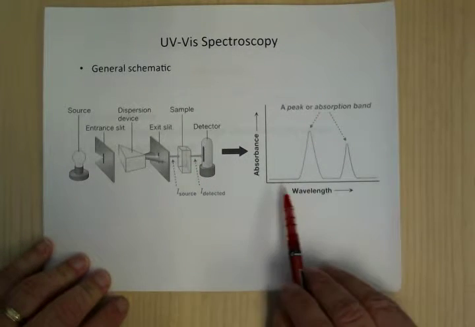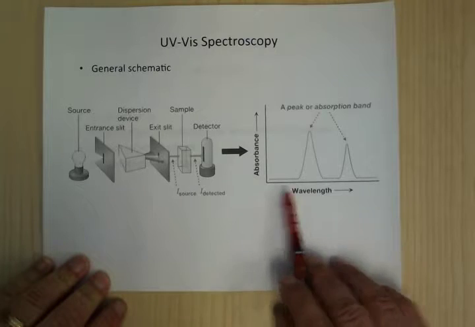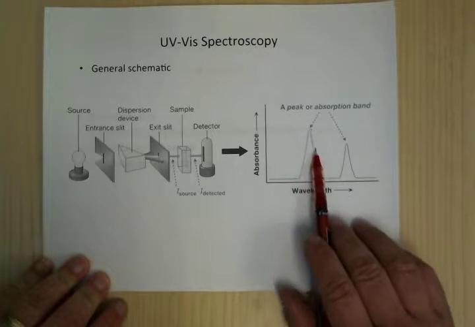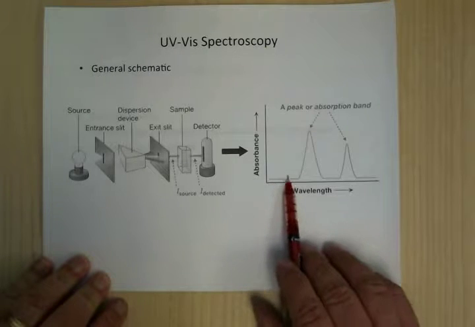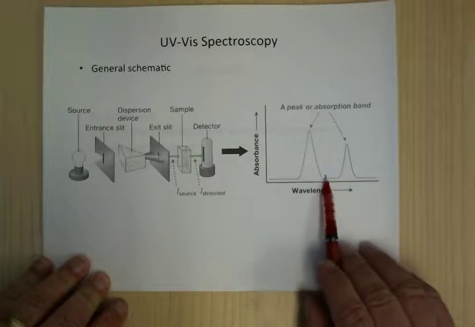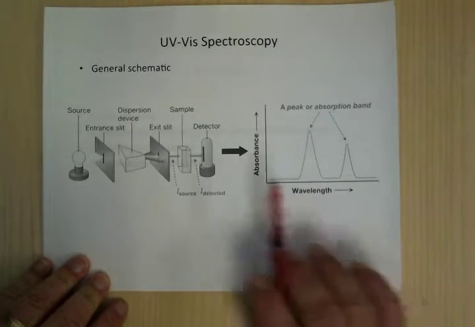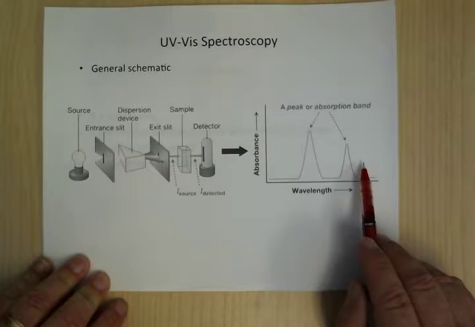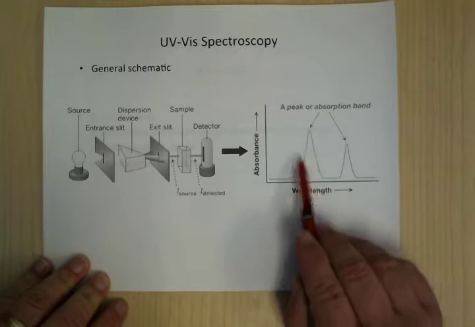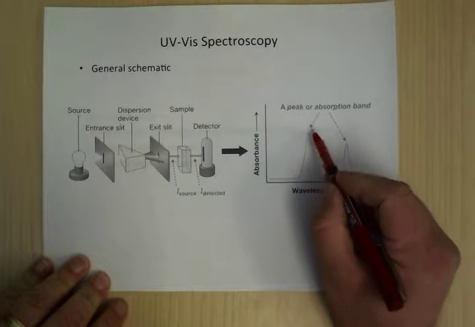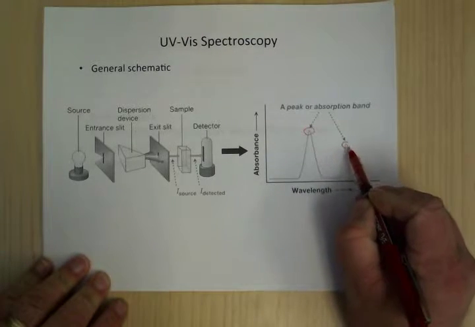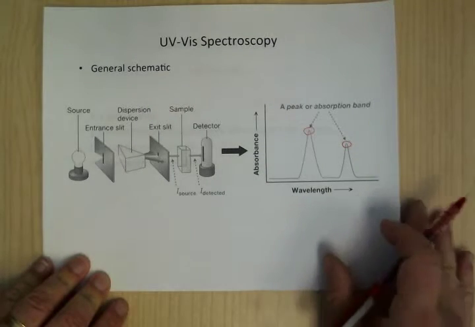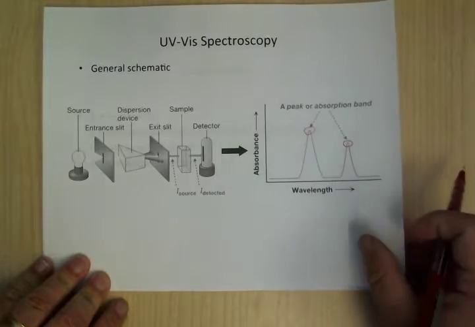The spectrum has wavelength going from right to left, and at the various wavelengths you see how much absorbance there is. Down here there's no absorbance, so the photons just go right through, but at very specific wavelengths your sample absorbs, and the higher the peak, the more absorbance. We're really interested in the peaks of the absorption bands, and they're going to be different for every molecule.